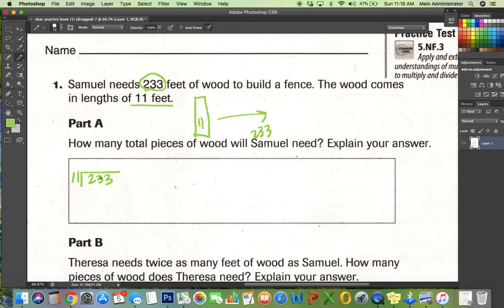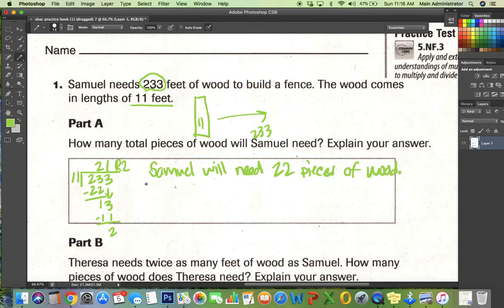11 does not go into 2, but it goes into 23 twice, and that would equal 22. When I subtract and bring down my 3, I get 13. 11 goes into 13 once, and it looks like I'm going to have a remainder of 2. But I can't probably buy pieces of wood, so I'm going to have to buy the whole thing, which means I'll need to round up. So Samuel will need 22 pieces of wood. So if I'm going to explain my answer, I'm going to talk about rounding up.